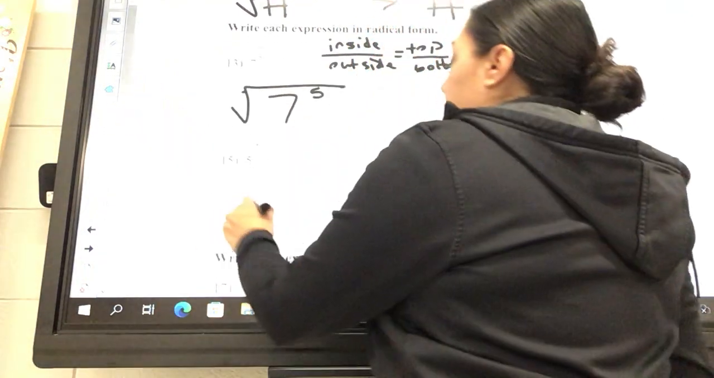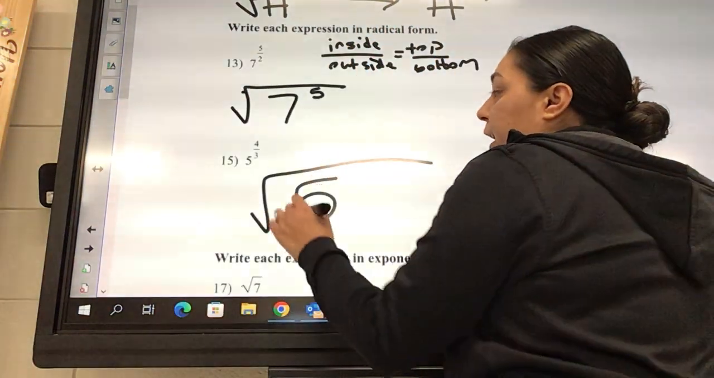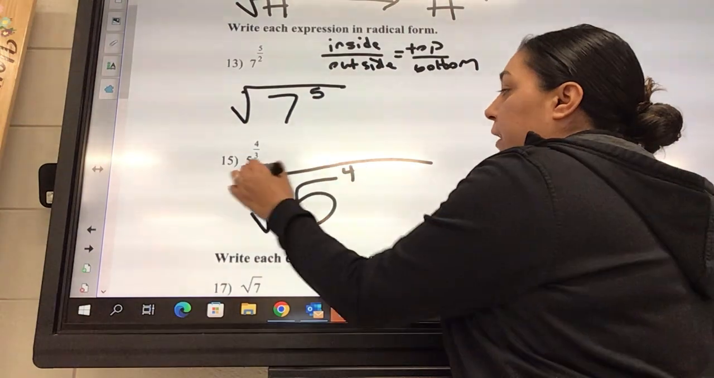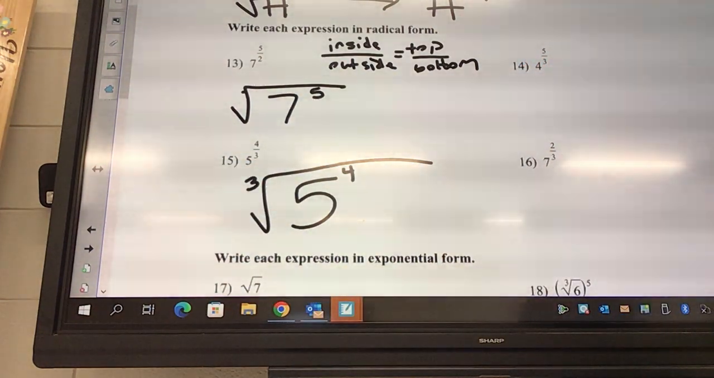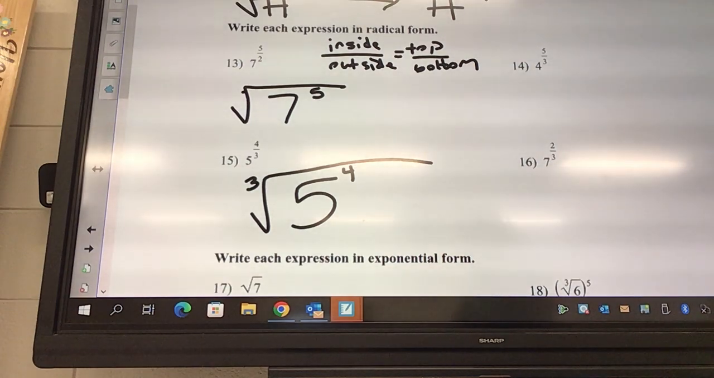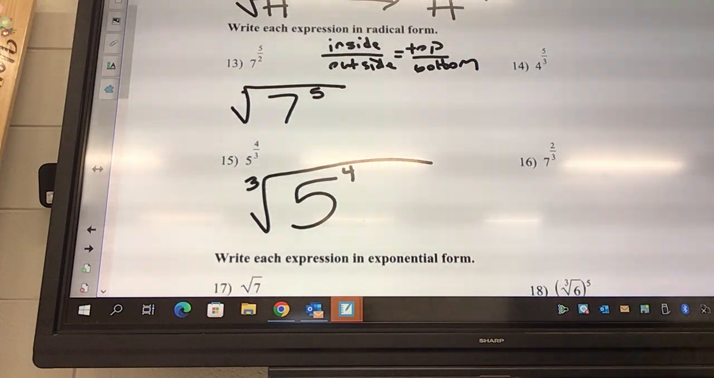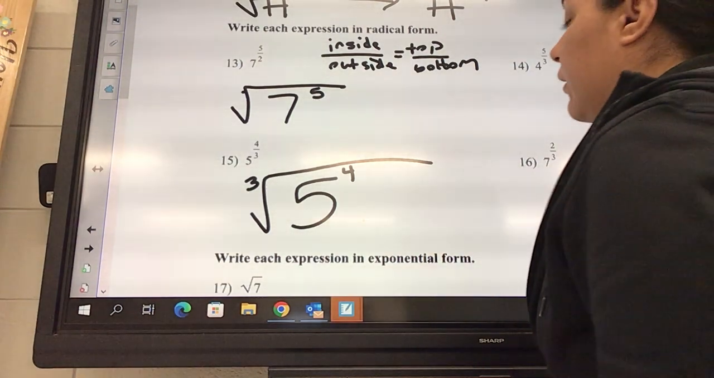This one is going to look like the square root, 5, 4 on the inside, 3 on the outside. Again, those should look like baby numbers. So draw your radical nice and big, and just go from there.